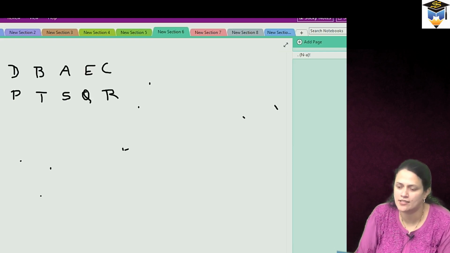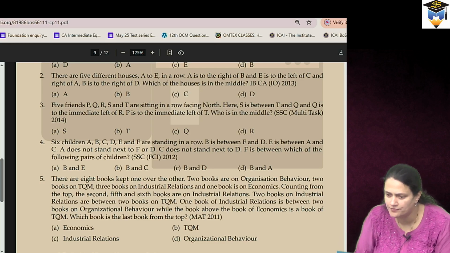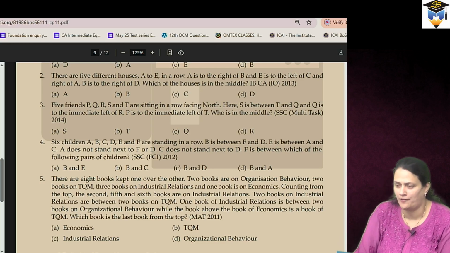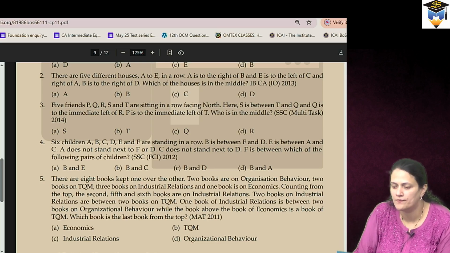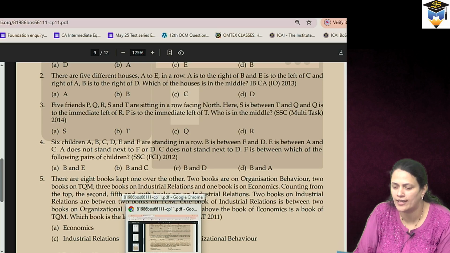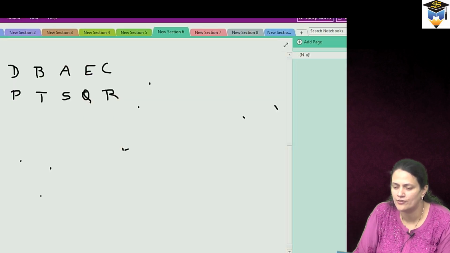Everybody got the same answer. So what is the answer for this one? Option A for the third one. Now fourth one, 6 students are sitting. So Bhavika, can you tell me the next fourth question?